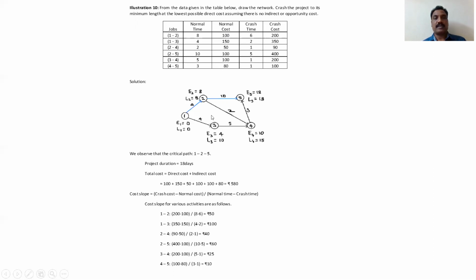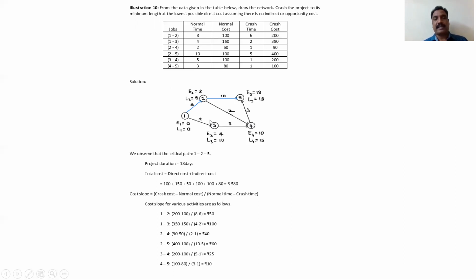Solution: first you draw the network diagram by using the data given above. That is, 1 to 2 is like this, then 1 to 3 is like this, 2 to 4 is like this, and 2 to 5 is like this, and 3 to 4 is like this, 4 to 5 is this. Just draw the network diagram like this. Then you find out the forward pass and backward pass. No need to write in detail.